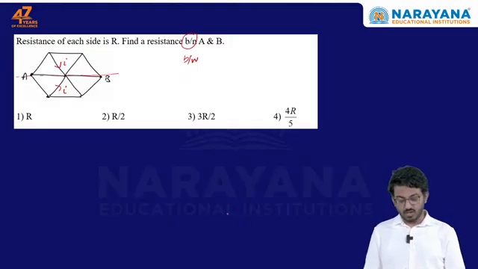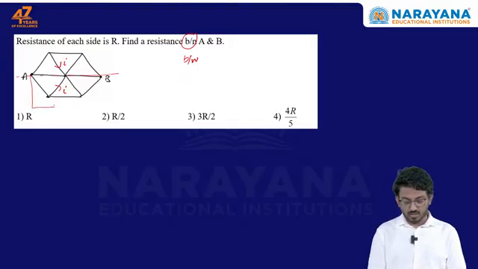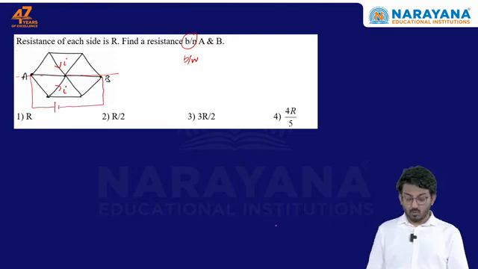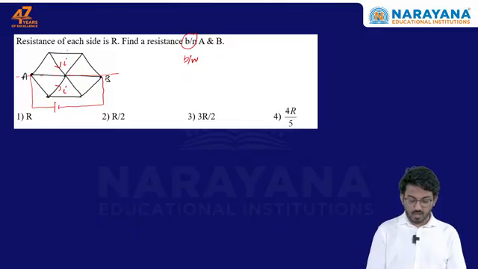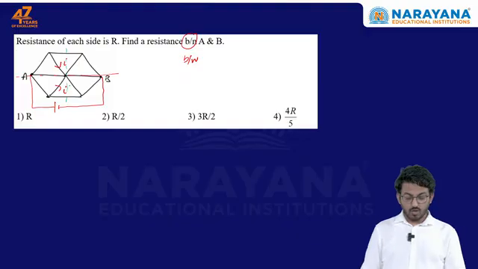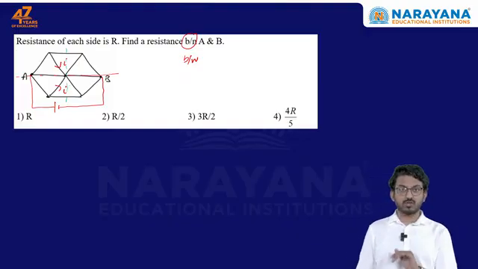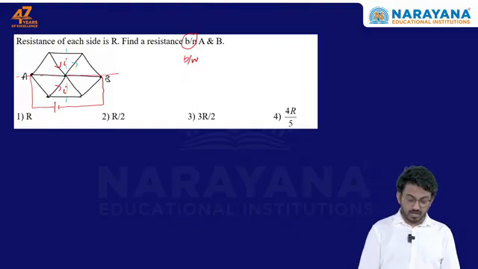The circuit is symmetric because we are applying potential across A and B. And notice that the circuit is symmetric perpendicularly as well. Perpendicularly means in this way. So from the left and right side, the circuit is symmetric, giving us the current here and here should be same. So this current and this current should be same. This current and this current should be same.